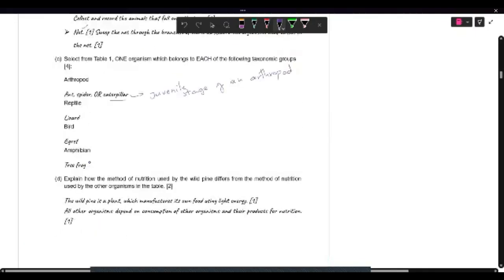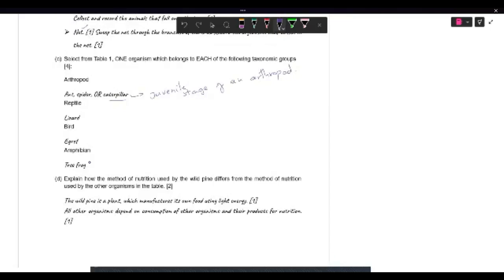How the method of nutrition used by the wild pine differs from that of other organisms. Well, remember we already observed that the wild pine was the only plant in the list of organisms. So therefore, we can already make the distinction of the plant carrying out photosynthesis, which is autotrophic nutrition, versus the other animals carrying out heterotrophic nutrition, which involves consuming other organisms. And that's what we state here.